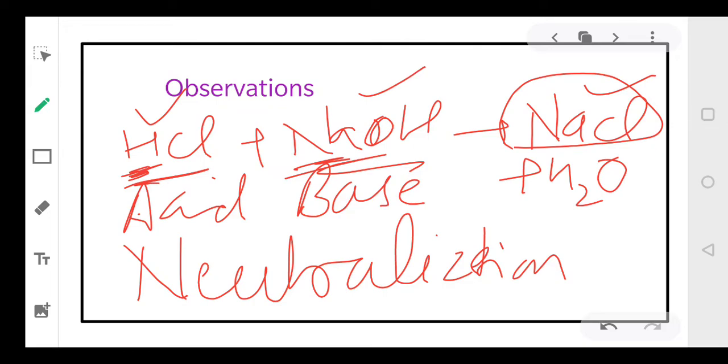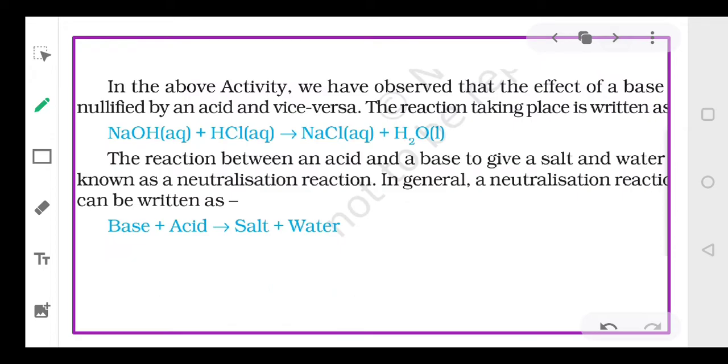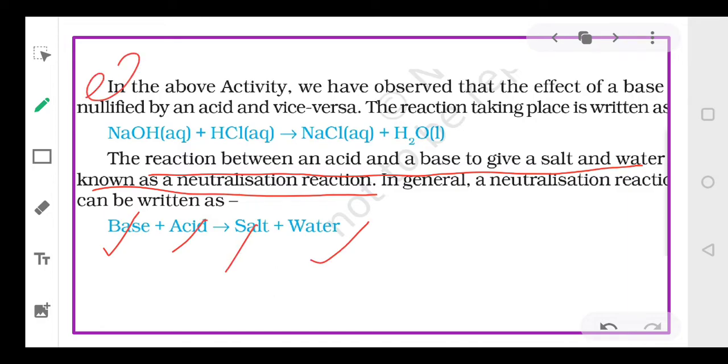Okay. Let's summarize this. The reaction between an acid and a base to give salt and water is called a neutralization reaction. That is, base plus acid will give you salt and water. And this is your example. That is NaOH plus HCl will give you NaCl plus water.